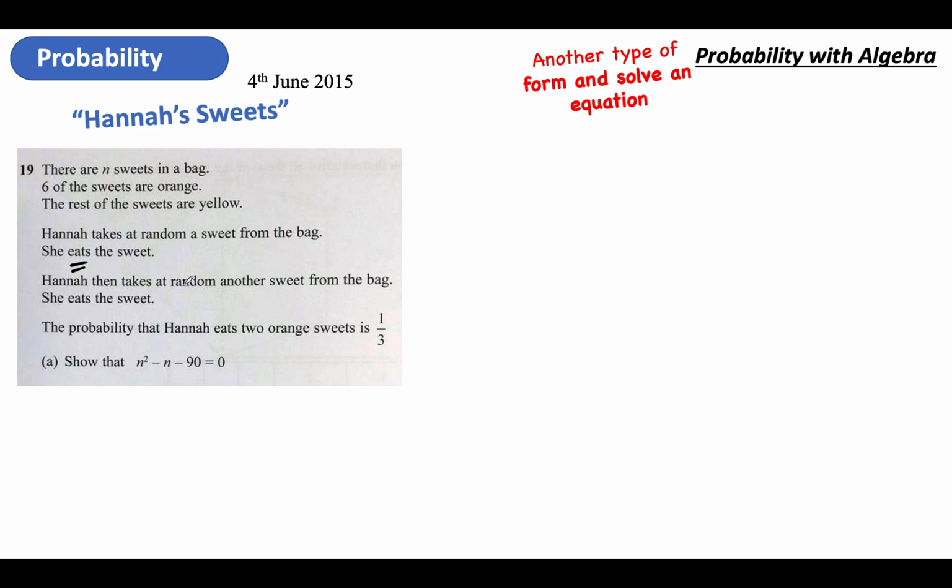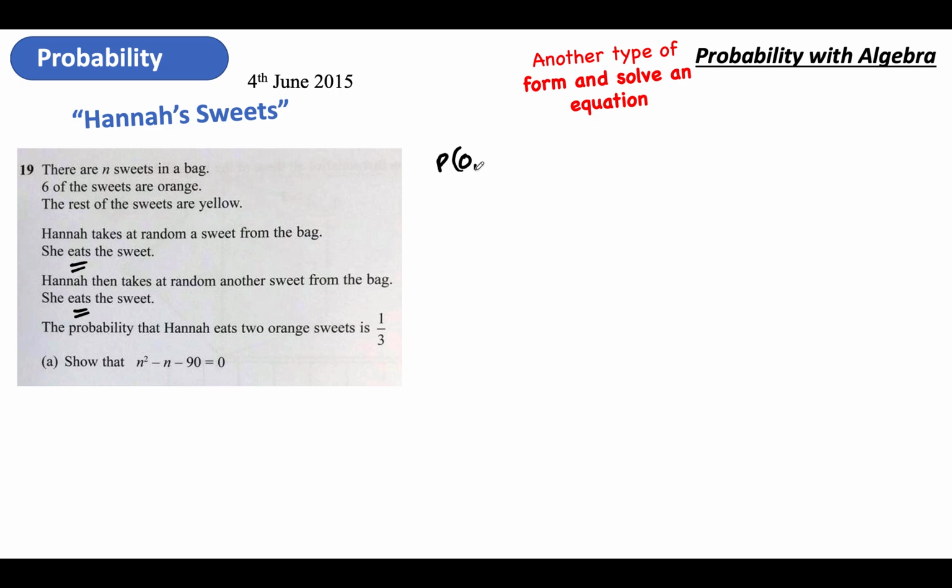Hannah then takes another sweet at random from the bag, and she eats the sweet. Crazy girl. What's the probability? Oh no, sorry. The probability that she eats 2 orange sweets is 1/3. Show that n squared minus n minus 90 equals 0. At which point everyone went, what? What are you talking about? What's that got to do with anything? It's because they didn't realise they needed to form and solve an equation.